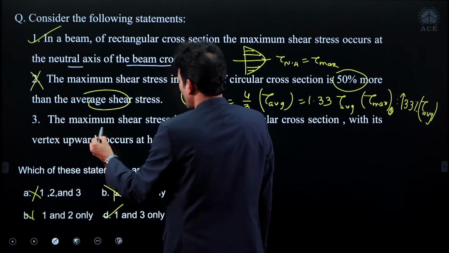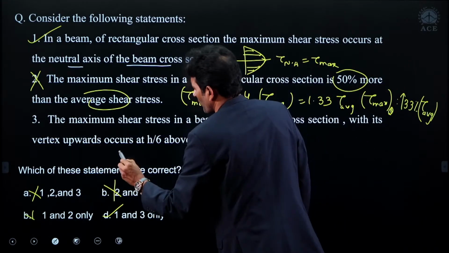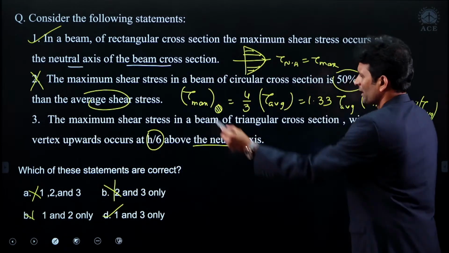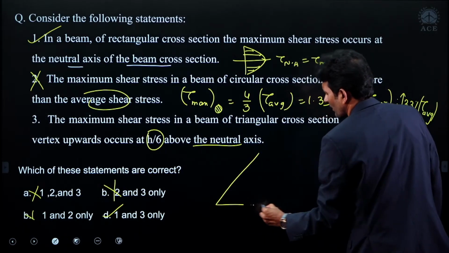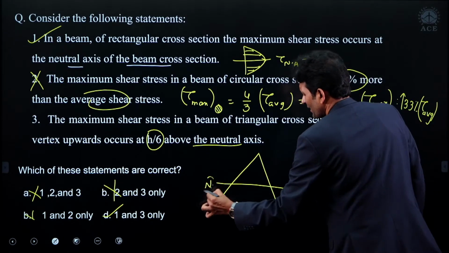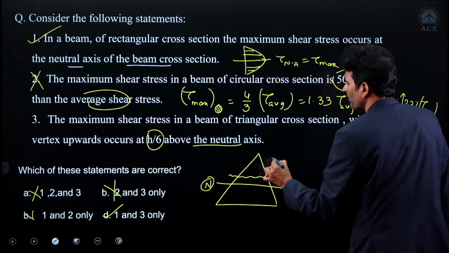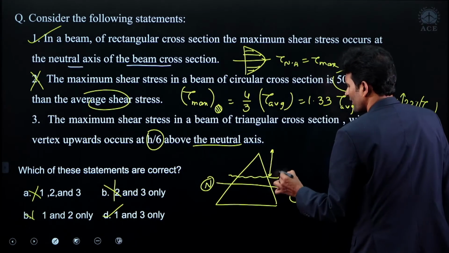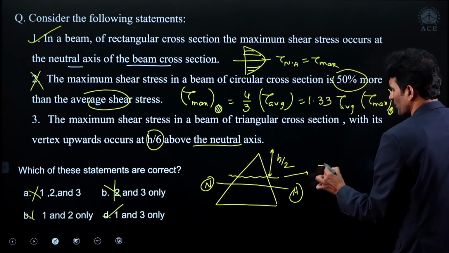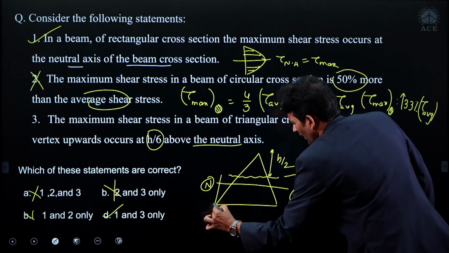Look at the third statement. The maximum shear stress in a beam of triangular cross section with its vertex upwards occurs at h divided by 6 above the neutral axis. The given cross section is a triangular cross section with vertex in the upward direction. This is the neutral axis position. In case of a triangle, where does the maximum shear stress generate? At the middle of the triangle, at h/2, tau max is generated. But this is also h/2.